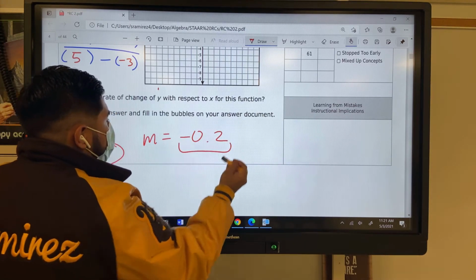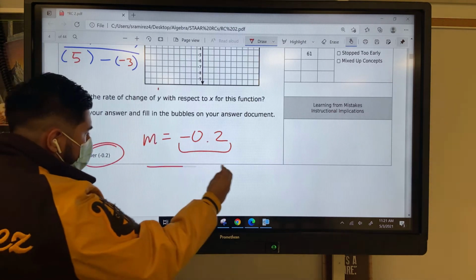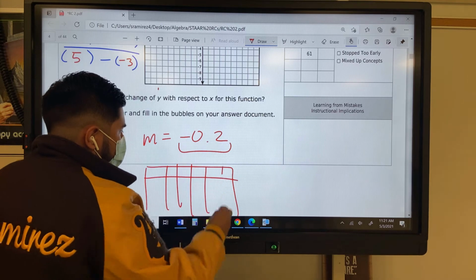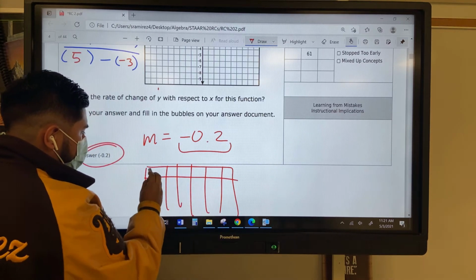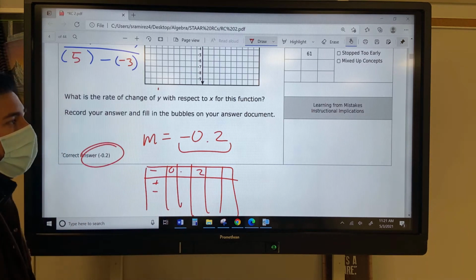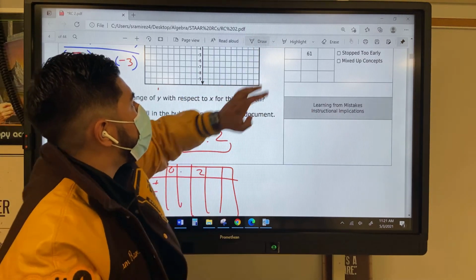You will put this in the little thing that says plus minus. You put minus 0.2 and bubble it in. Cool? Cool.